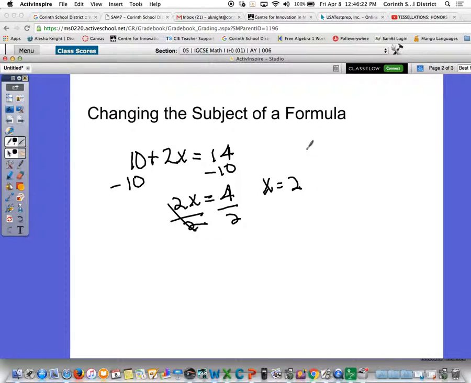Well, we're going to have something very similar. Write this one down anywhere. Find a space that you can write these examples down.